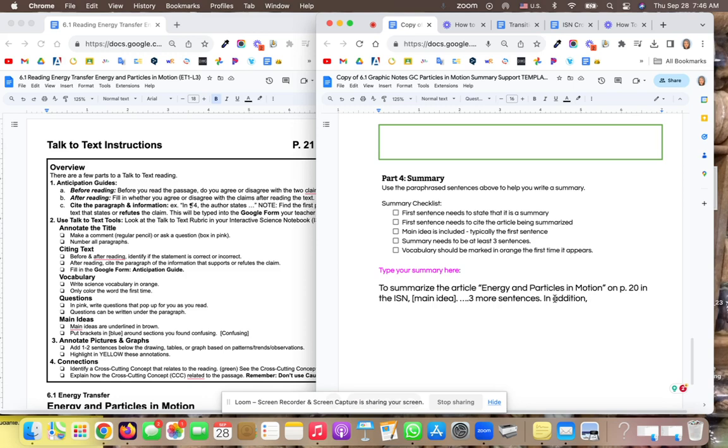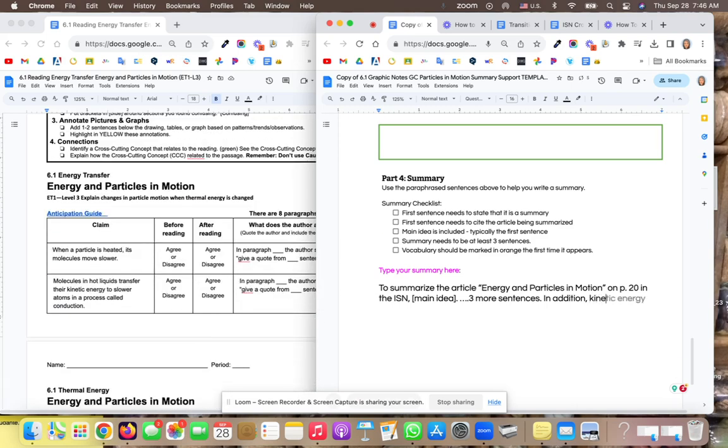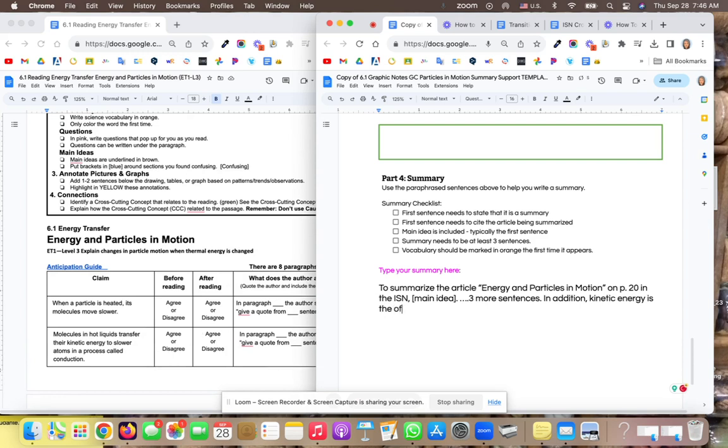If there is vocabulary that shows up, it should be in orange the first time it appears. So for example, if I was talking about, let's see, something like kinetic energy is the energy, and I could take from what I'd written above, is the energy of a particle in motion or an object in motion. Then I would put that vocabulary word in orange here.